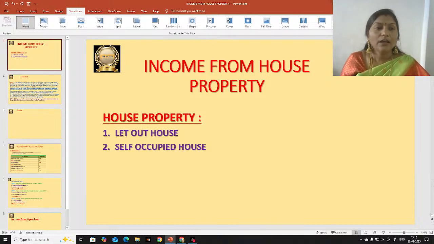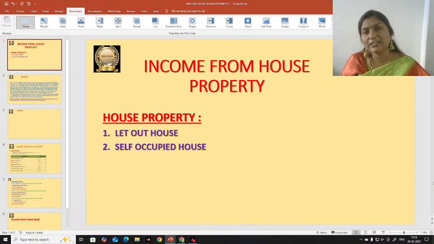So here in case of income from house property, self-occupied house properties also are there, and we should calculate income from self-occupied houses also, but that we will discuss later. Now we have been discussing income from house property of let out houses.